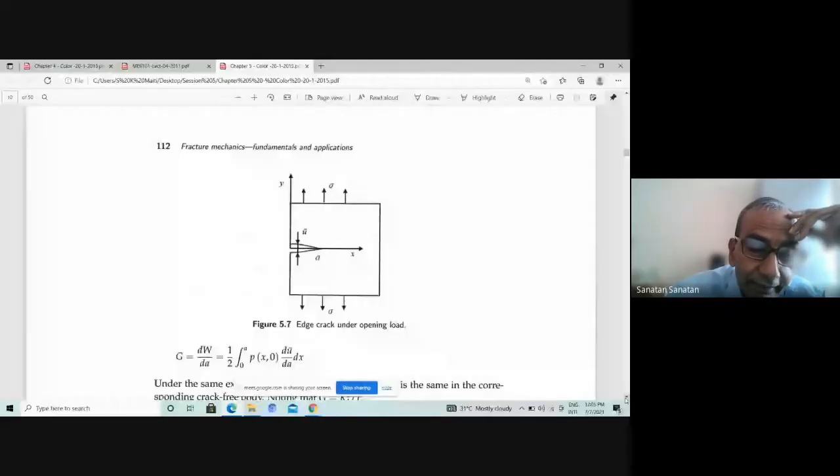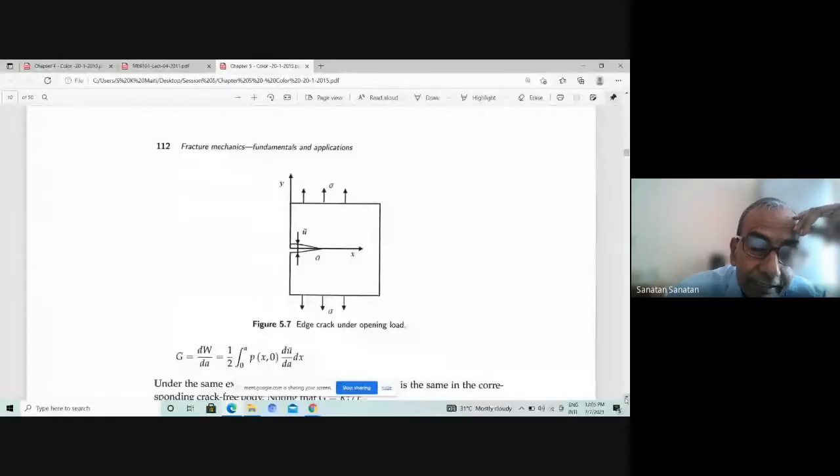W is actually nothing but half integral 0 to a of p(x,0) d U bar by d a dx. I mean, obviously the work done is differentiated, and that differentiation has been taken inside the integral sign, that's how it has become.